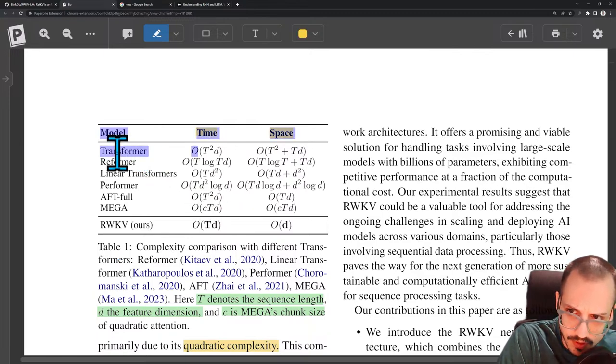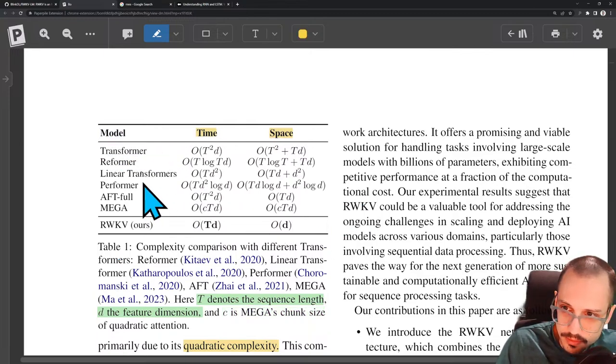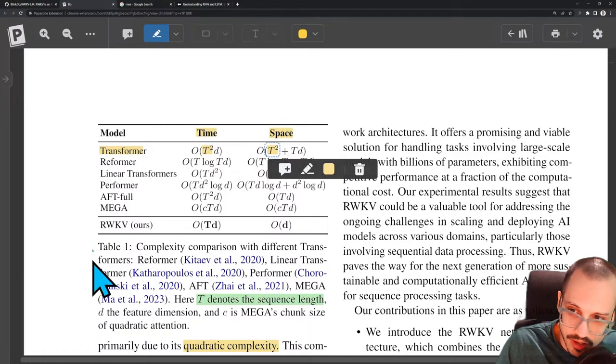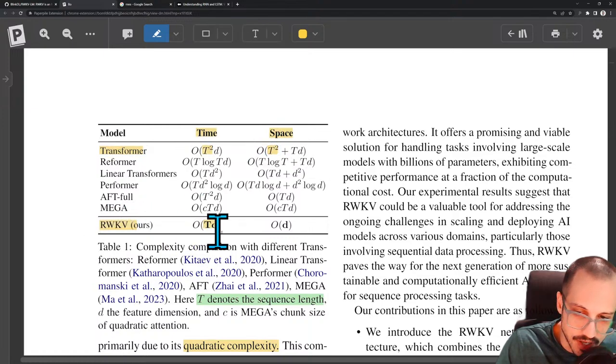So obviously transformers, why is this not transformer? You have that T squared, and then you have this T squared here. So you have this quadratic complexity. But in this paper, RWKV, you do not have that. It's just T and D. The space complexity just depends on how big you want to make this feature dimension. And the time complexity is dominated by the sequence length and the feature dimension. So you don't have quadratic there, which is the whole point.